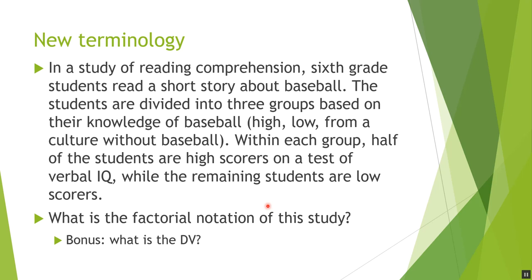Okay, so let's see how well you can do. In a study of reading comprehension, 6th grade students read a short story about baseball. The students are divided into 3 groups based on their knowledge of baseball: high knowledge of baseball, low knowledge of baseball, or from a culture without baseball. Within each group, half of the students are high scorers on a test of verbal IQ, while the remaining students are low scorers. And so, what is the factorial notation of this study? And as a bonus, identify the dependent variable. So you may want to stop the video and try to identify the factorial notation and the dependent variable, and then restart and see if you're right.